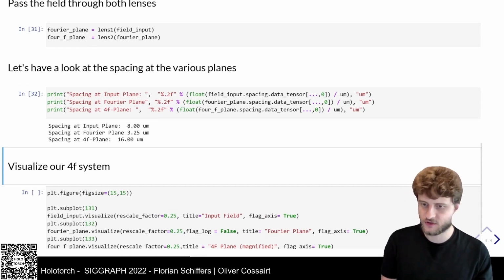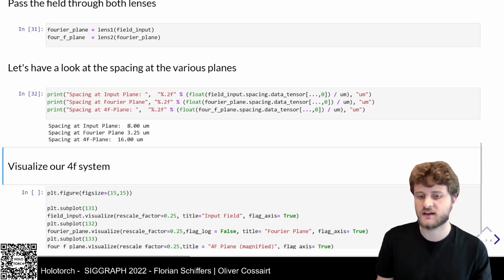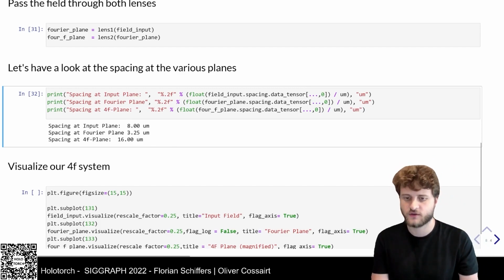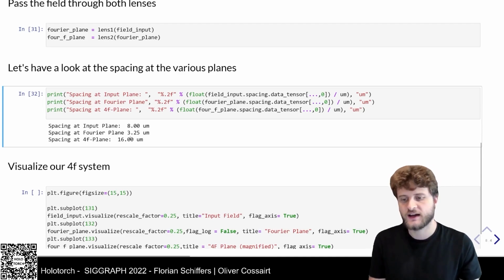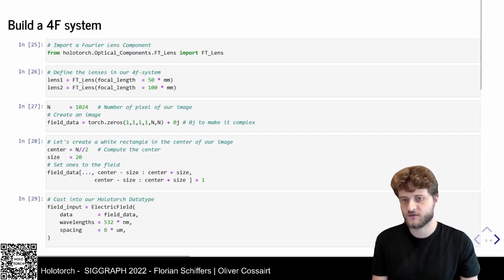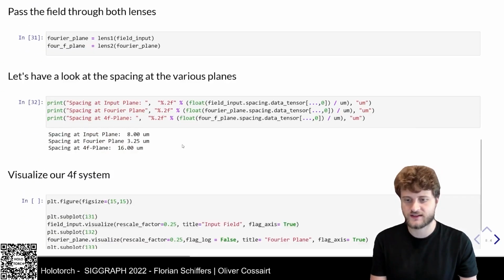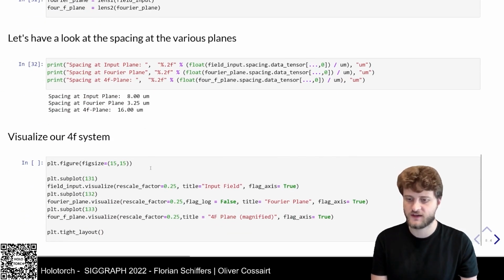So we're going to look at the input plane, the Fourier plane, and the 4F plane. Because as we propagate, the spacing at the input is 8 micrometers, and at the 4F plane 3.25 micrometers, which is defined by the focal length. And so the spacing at the 4F plane is 60 millimeter. That's because we have chosen the second focal length to be 100 millimeter. This is twice the first focal length. So we can see here the correct magnification factors.